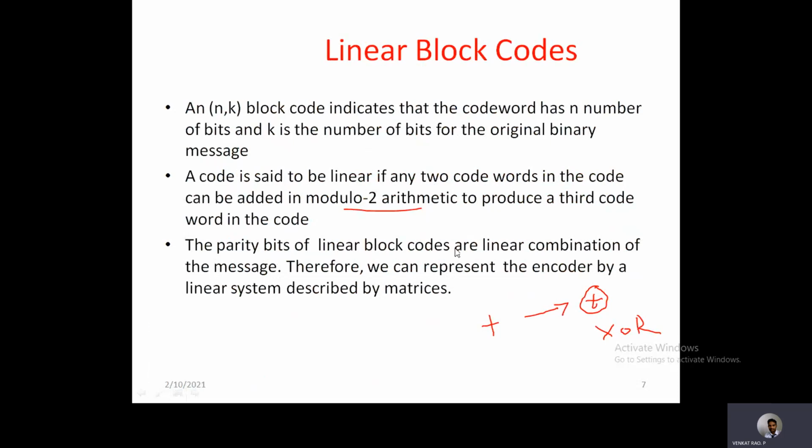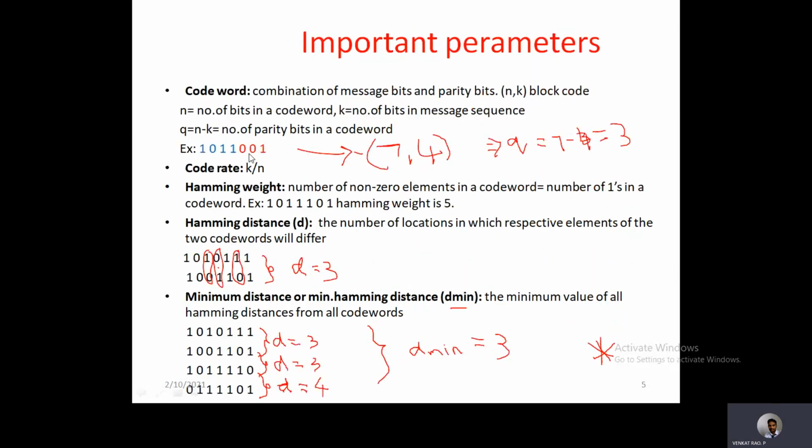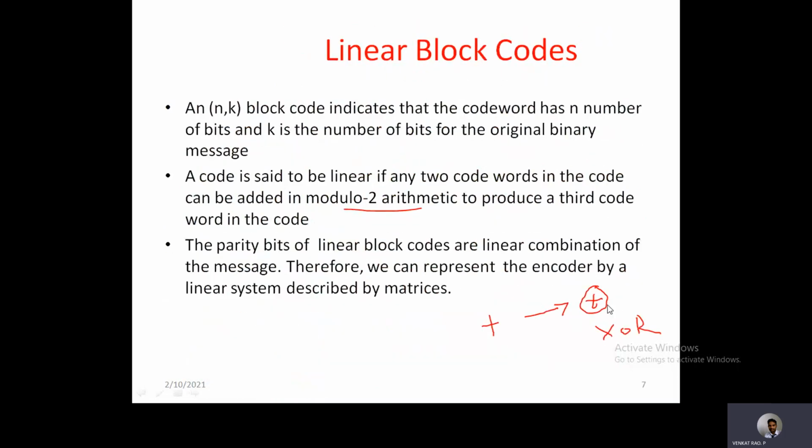Similarly, the parity bits of linear block codes are linear combinations of message bits. That means these parity bits can be obtained by making a linear combination of these message bits. For example, 0 can be obtained by 1 XOR 0, XOR 1, which is equal to 0. Like that, these parity bits can also be obtained by taking a linear combination of these. Linear combination means in between these elements you can add plus plus plus. You can take all 4 combinations, all 3 combinations, all 2 combinations, etc. That plus sign must be indicated with XOR operation, right?